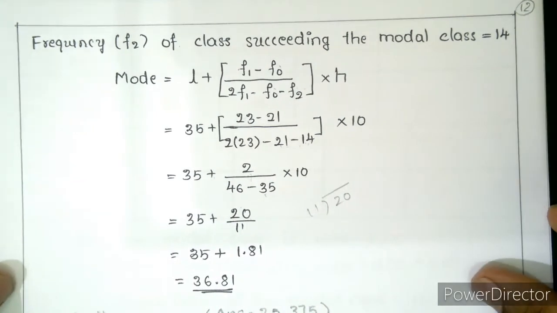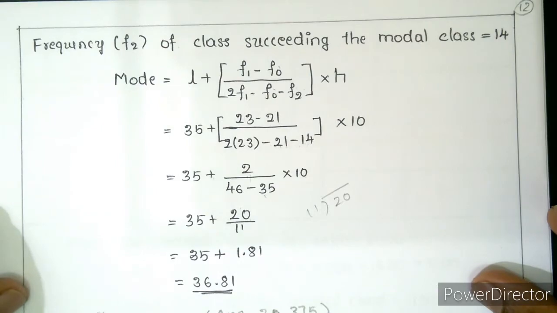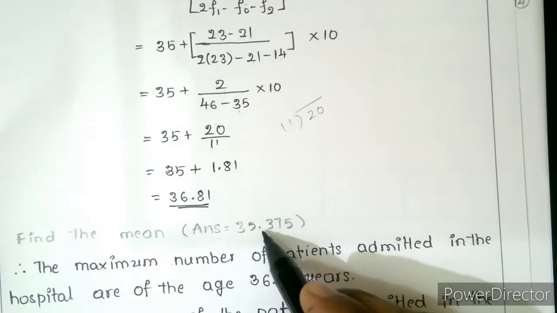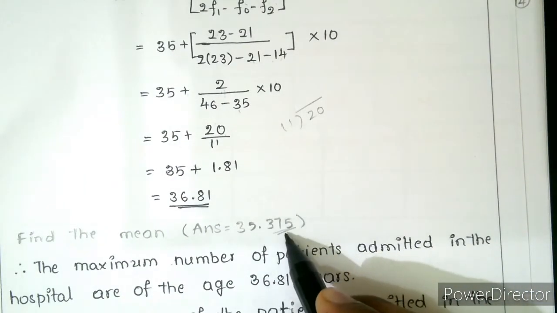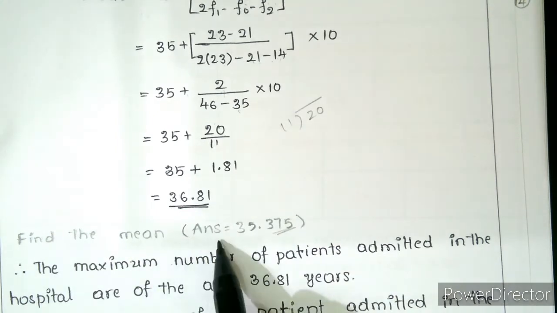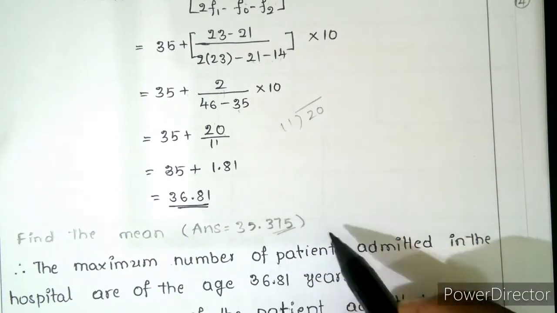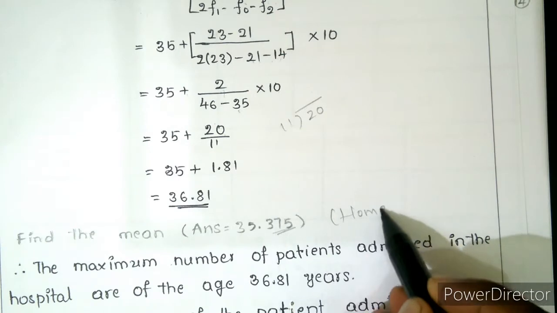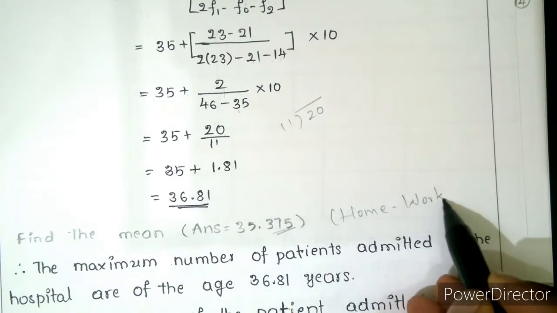Now find the mean, choose any method. The answer is 35.375. Find the mean, answer 35.375. Homework: this one is a homework. You have to do that homework.